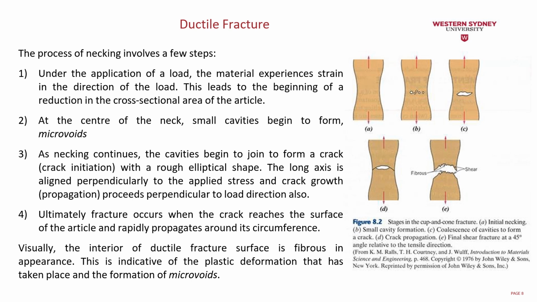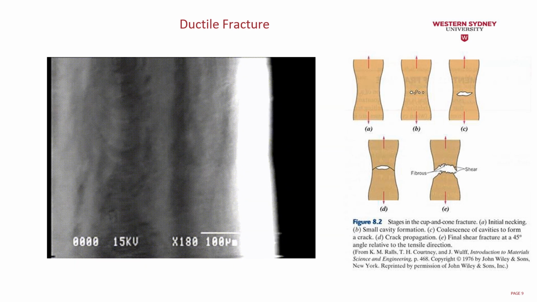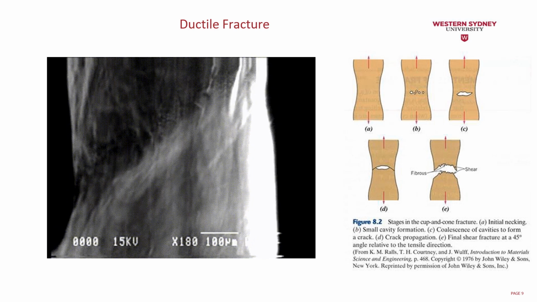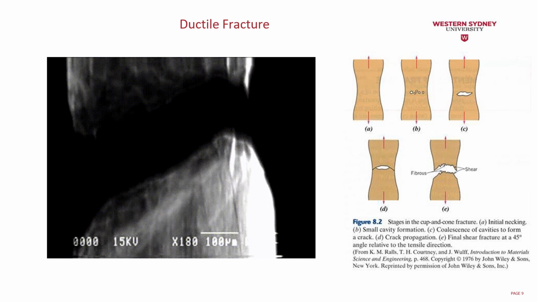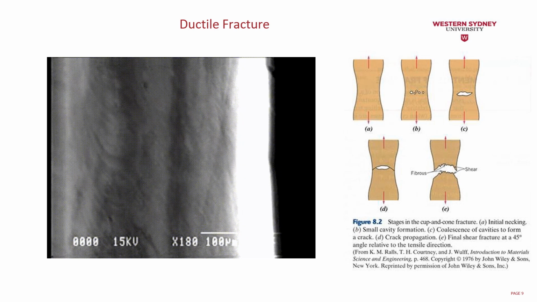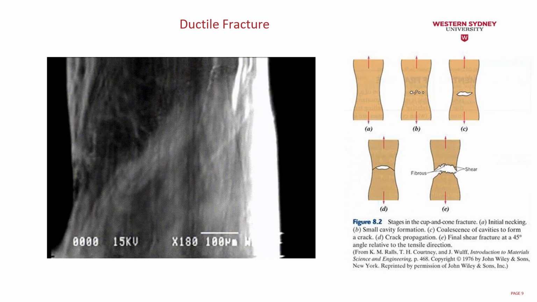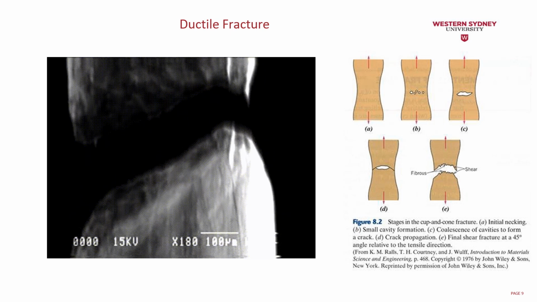job. So visually, the interior of the ductile fracture surface is going to be fibrous in appearance, and this is indicative of the plastic deformation that has taken place and the formation of the microvoids. Now this is a closer look. You can see that the crack appears, and you can see the shape of the particles. So you can see the fibrous surface is very, very clear in the last stage on both ends.